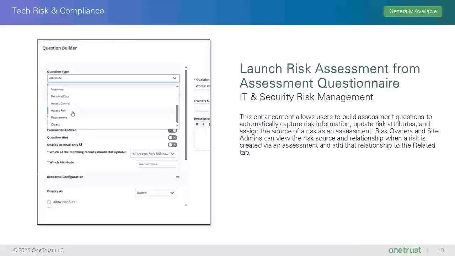You are now able to configure risks as the primary record for an assessment. This enhancement allows you to build in assessment questions to automatically capture risk information, updating risk attributes, and assign the source of a risk as an assessment. Risk owners and site admins can now view the risk source and relationship when a risk is created via an assessment and add that relationship to the related tab.